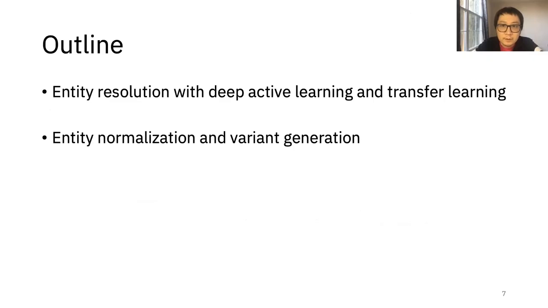In the rest of the talk, I will talk about two of our recent works that use deep learning to solve entity resolution and normalization problems. And before I dive into the concrete work, I would like to ask the audience if you have any questions.